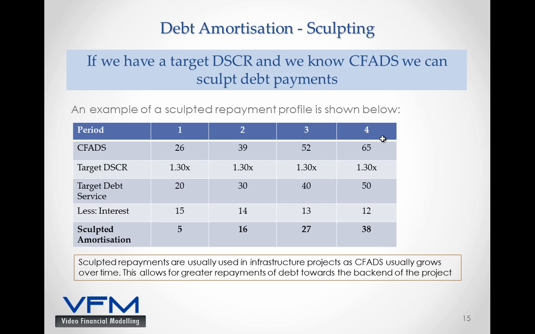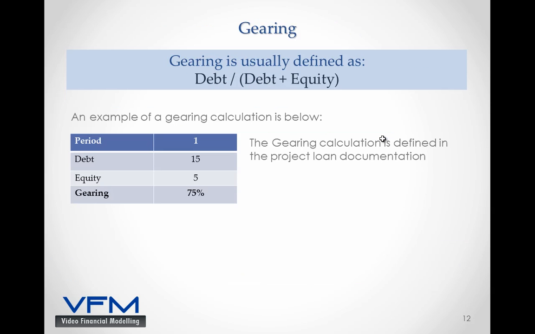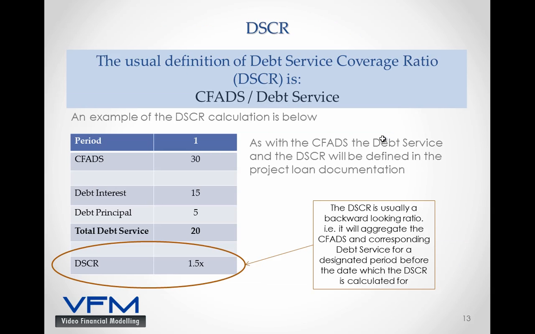Now, the second way we can amortize debt is through sculpting. Remember we touched on what CFADS and debt service coverage ratio is before. Remember we said, debt service coverage ratio equals CFADS divided by debt service. Now, what happens if we've got a target debt service coverage ratio and we know our CFADS, can we find the target debt service that we want? And the answer is yes.